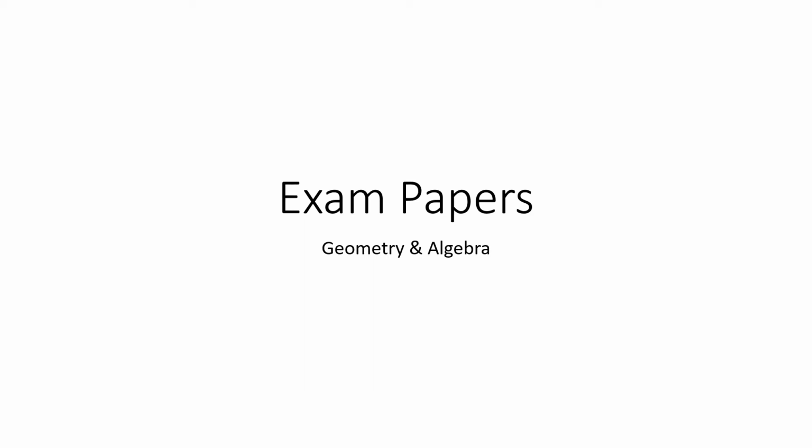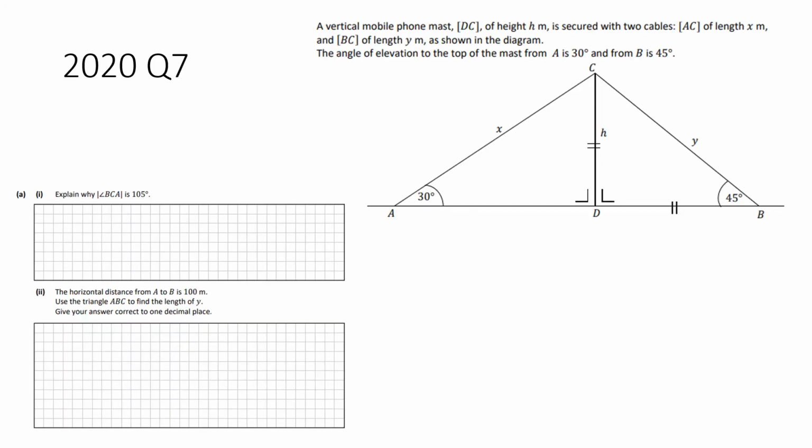This is 2020 paper 2, question 7. So here we have a vertical mobile phone mast DC of height h, secured with two cables AC of length x meters and BC of length y meters, as shown in the diagram. The angle of elevation of the top of the mast from A is 30 degrees and from B is 45 degrees. So explain why BCA is 105.